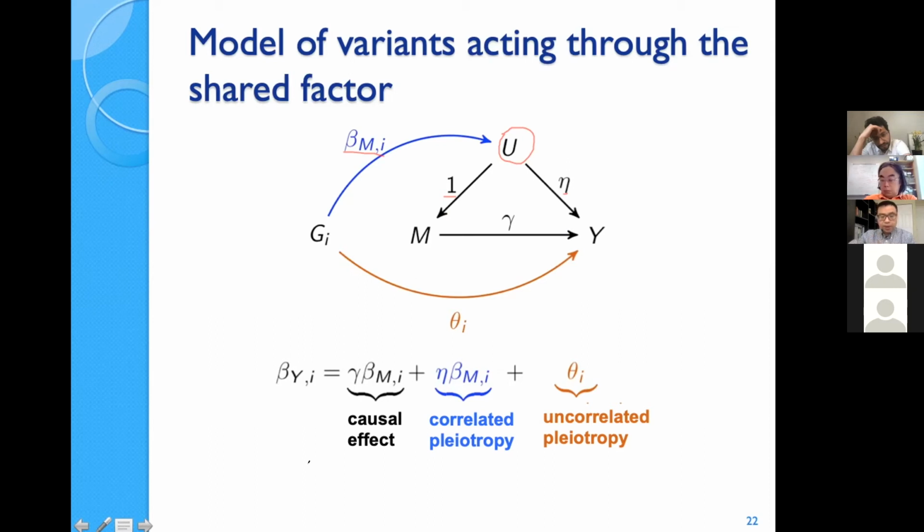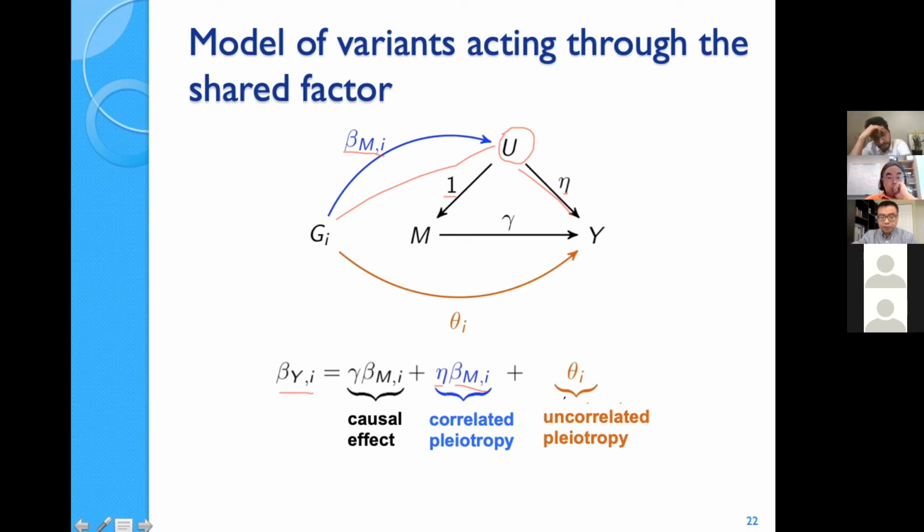So the basic idea now is that this beta YI term has 3 parts. The first is the causal effect: GI can affect Y through the causal path, going through U and M and Y. This is the same as before. Now we have the additional term: GI affects U and U acts on Y. That effect is the GI to U effect, which is beta MI, times the U to Y effect, eta. So this is the additional pleiotropic effect, where GI affects U and U affects Y. And finally, we have the correlated pleiotropic effect, theta I.